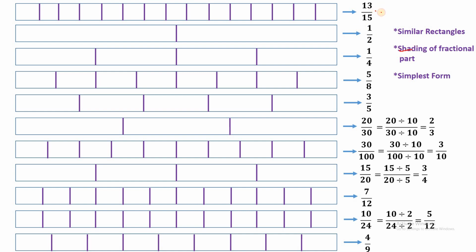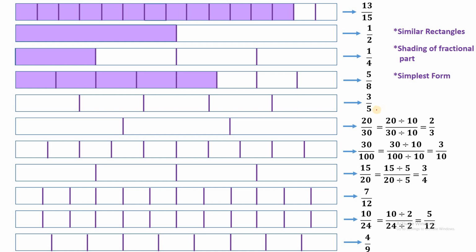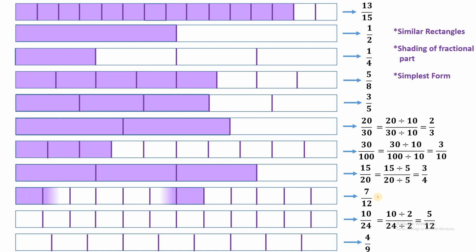So the first fraction, 13 over 15, we have 15 parts, but only shade the first 13 parts. So there you go. And then the second fraction, 1/4, shade the first part. 5 over 8, shade the first 5 parts. 3 over 5, shade the first 3 parts. 2 over 3, shade the first 2 parts. 3 over 10, shade the first 3 parts. 3/4, first 3 parts is shaded.